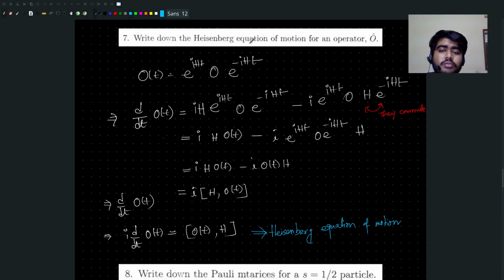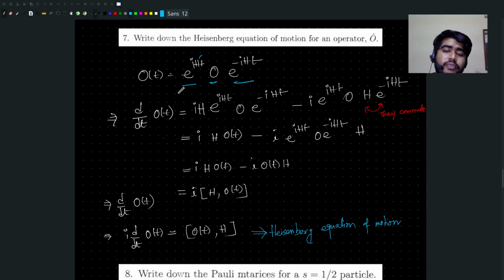Okay, so write down the Heisenberg equation of motion of operator O. The definition of the Heisenberg operator is that O is sandwiched between e to the power i H t and e to the power minus i H t, where H is the Hamiltonian. Let's say you do not know what Heisenberg's equation of motion is, but you know that this tells about the time dependence of an operator.